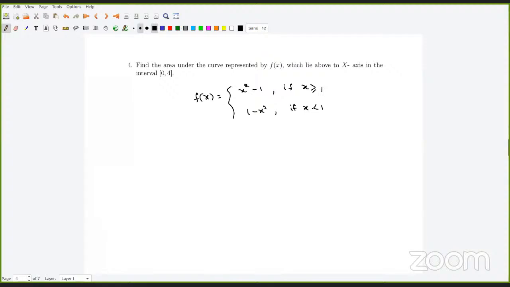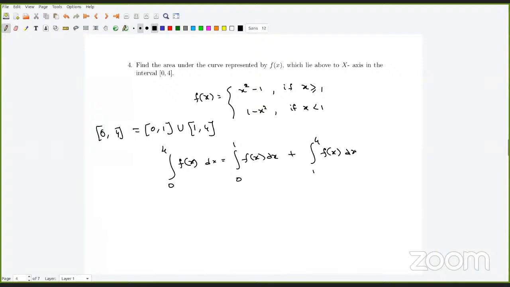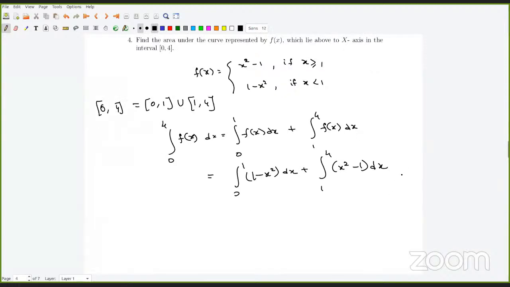So here there are two parts of this interval where the definition of the function changes. So we should break this interval in two parts, right? One is 0 to 1 and one is 1 to 4. So I can write 0 to 4 using two parts, because in these two parts the definition of the function will be different. So when I am writing integral of f of x dx from 0 to 4, I should break it into two parts: integral of f of x dx from 0 to 1 plus integral of f of x dx from 1 to 4. So for the first one, I get integral from 0 to 1 of 1 minus x square dx, and from 1 to 4, it is x square minus 1 dx. Okay. Is it clear?